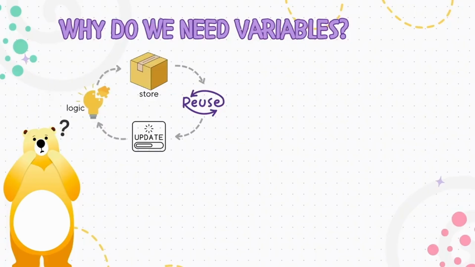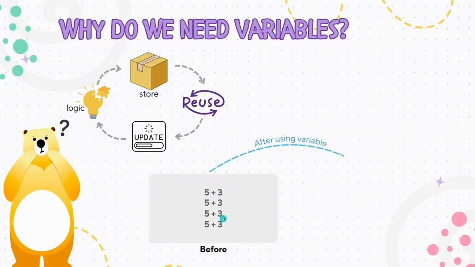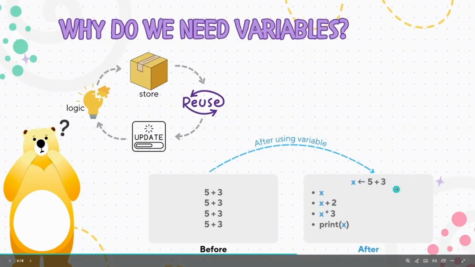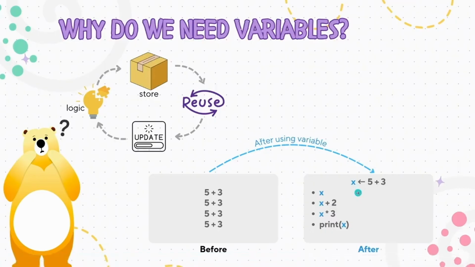Before using variables, we would have to perform the same operation time and again: 5 plus 3, 5 plus 3, 5 plus 3. But after using a variable, we can store the value of 5 plus 3 in a variable called x. Then we can use the value of x to update the variable. So x plus 2 results in 10. And we can also update the variable by multiplying it. This reduces the need for typing the expression again and again. And we can also print the variable.